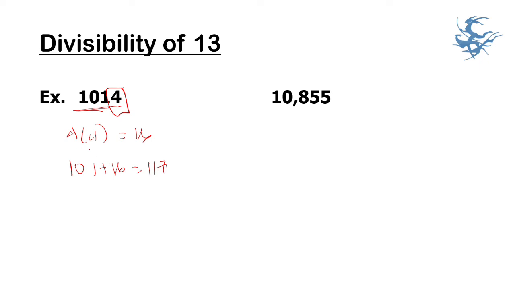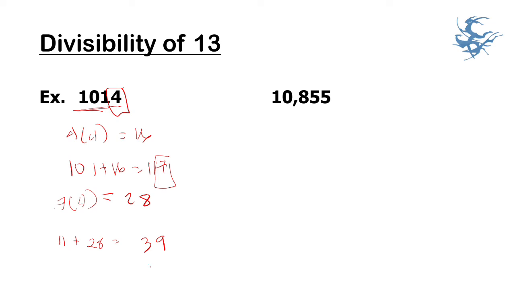Now, since it is still big, it's not small enough to figure out whether it is divisible by 13 or not, we just repeat the process. Same thing. We take the last digit, which is 7. We multiply it by 4. 7 times 4, 28. And then we add that to the remaining digits, which is 11. So, 11 plus 28, we get 39.